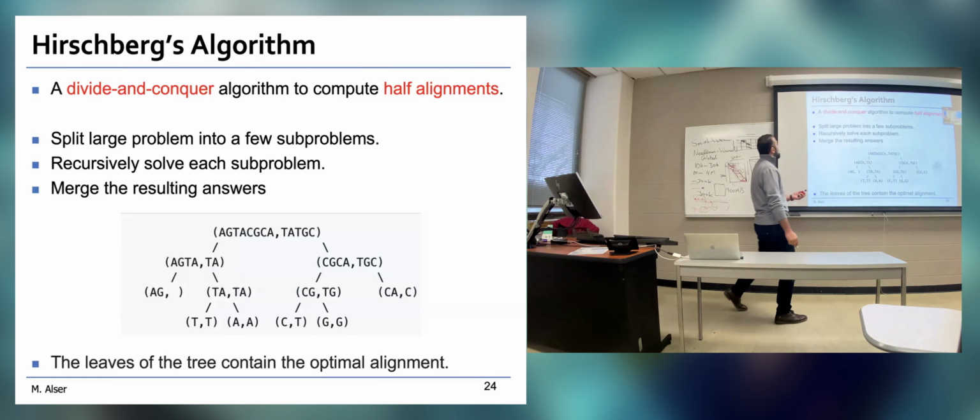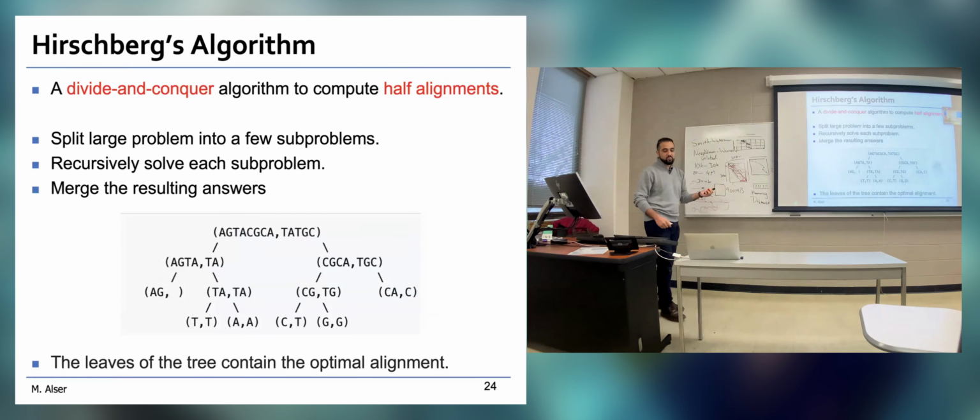Now we will come back to it, but let's explain it simply. It says a divide and conquer algorithm to compute half alignments. Half alignments. What does it mean? Let's see. So split the large problem into a few subproblems, and recursively solve each subproblem. So you keep splitting until you arrive at a very small or trivial problem, and then you solve the trivial one, and then you merge your solutions until you come up with the final solution. Merge the resulting answers.